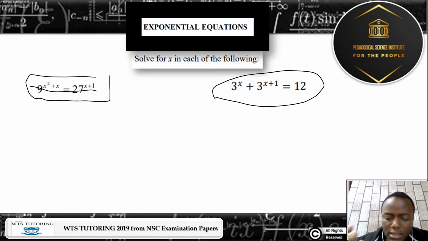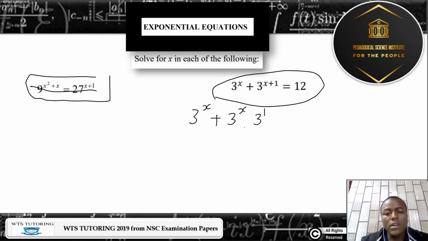So in this type of exponential equation that is separated by either a positive or negative sign, what you do is break them, right? What do I mean when I say you break them? You write them in their factors. So 3 exponent x will just remain 3 exponent x, plus 3 exponent x plus 1, we can write it as 3 exponent x times 3 exponent 1. You break them like that. Okay, 12, let's just leave it at 12, right?